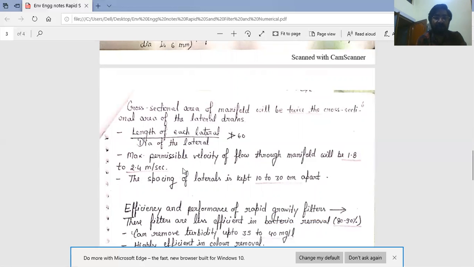Maximum permissible velocity of flow through the manifold or main central pipe will be 1.8 to 2.4 meter per second. The spacing of lateral drain pipes is kept 10 to 30 centimeter apart.